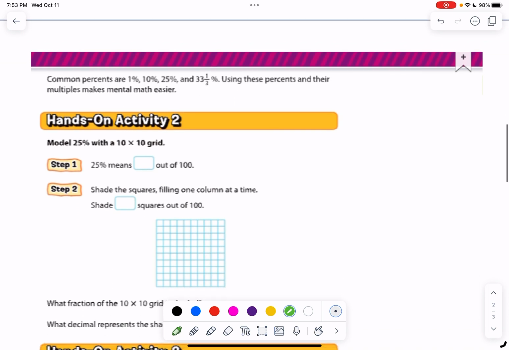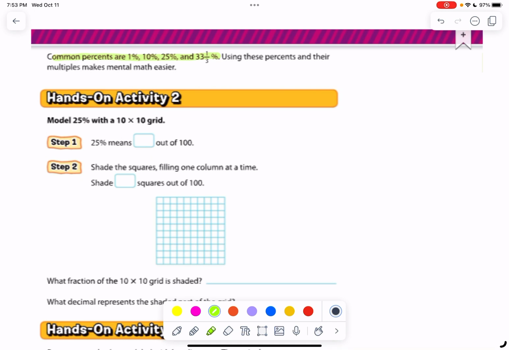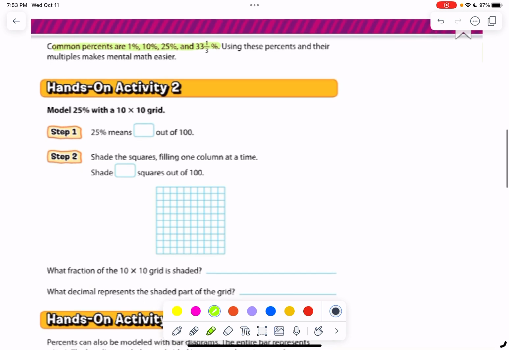Okay. All right. So here's some really important information. It will make your life easier if you become comfortable with these common percents: 1, 10, 25, and 33⅓%. Using these percents and their multiples makes mental math easier. And you'll start to understand what they mean by that as you explore these problems. So don't stress about that right now. Just know that those are common.